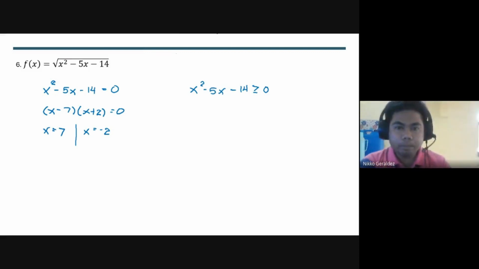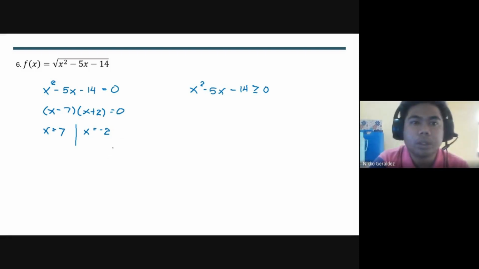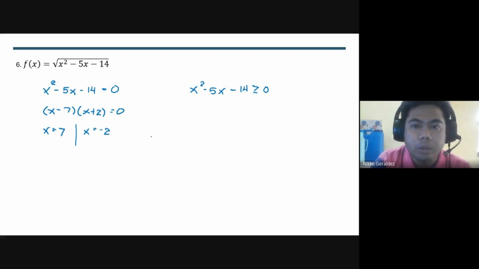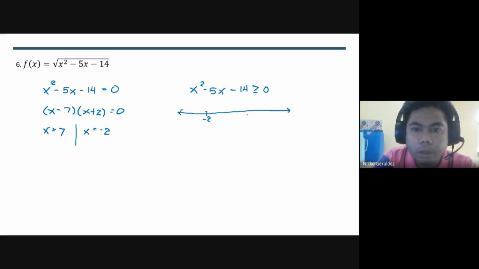What do we call these 7 and negative 2? If we remember from senior high school in Gen Math, 7 and negative 2 are the critical numbers. So, how do we get the domain of the function using these critical numbers? We studied this before. Let us make a number line, with negative 2 and positive 7.